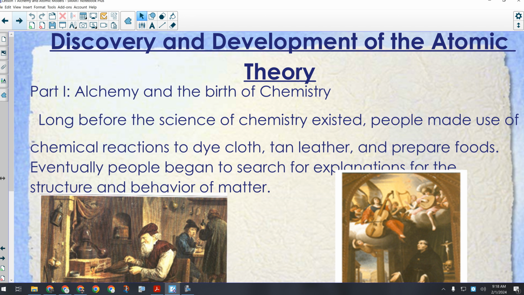We've used the science of chemistry to dye cloth, to cure meats, to do all kinds of things. Paint houses, all that kind of stuff. So we've been using that for a long time, but there were groups of people and certain individuals who kind of progressed our understanding a little more than others, and that's who we're going to look at today.